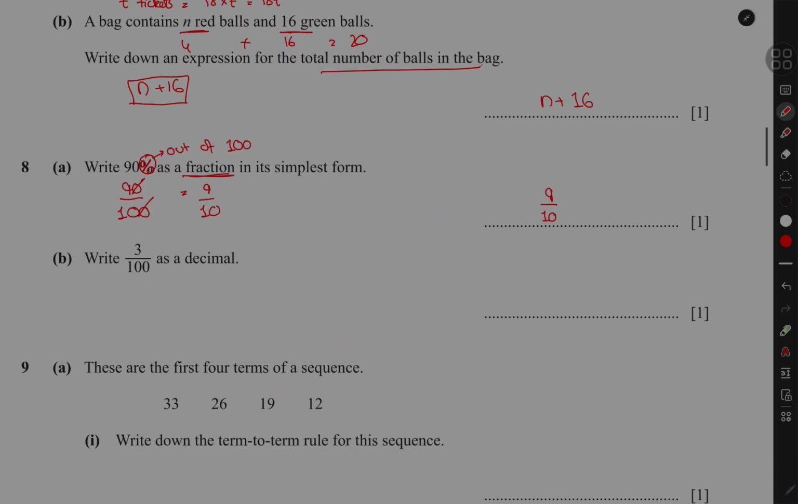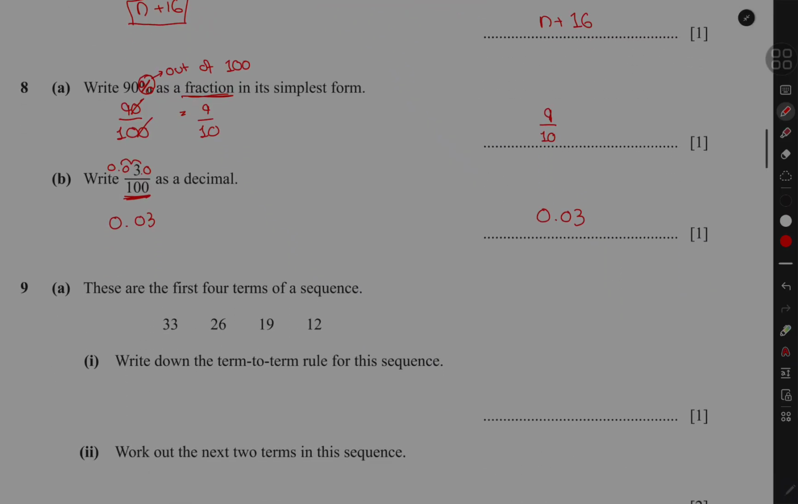Okay, write down 3 over 100 as a decimal. Now, this is pretty easy. If we are dividing by 100, we just assume that the number is 3.0, and I can just move 2 decimal places to the left, and write zeros everywhere else. So now that is 0.03. Pretty simple, okay?